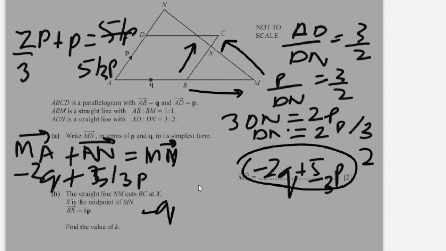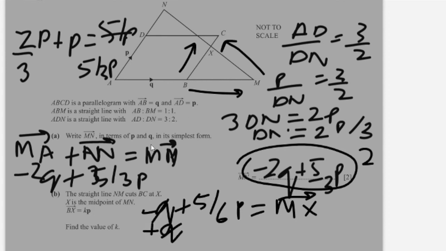-Q plus 5/6P. Okay, so -Q plus 5/6P is equal to MX. Now we still need to know what is BM. BM is simply Q. So when we add BM to MX, we'll get the value of BX. So I add plus Q over here, so we cancel -Q with +Q, which leaves us with 5/6P. So the value of K is 5/6. K is equal to 5/6.